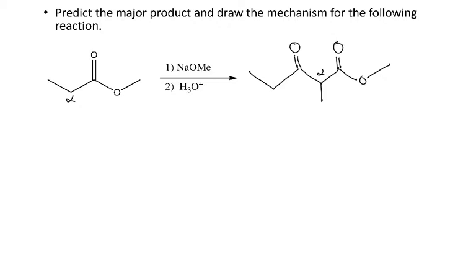Now to draw the mechanism, we're going to start by deprotonating the alpha carbon. And so this methoxide ion is going to steal the hydrogen. Those electrons will become a lone pair on the alpha carbon. All right, and now this thing is going to attack another one of the ester molecules.